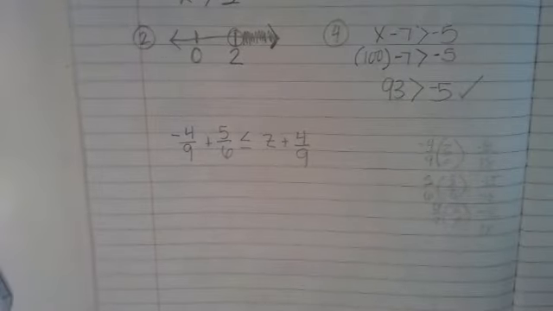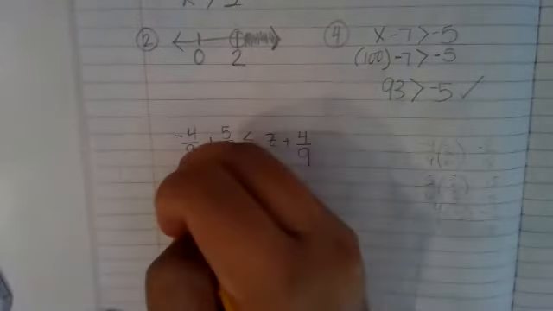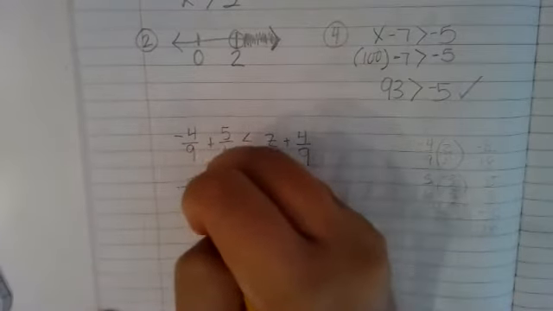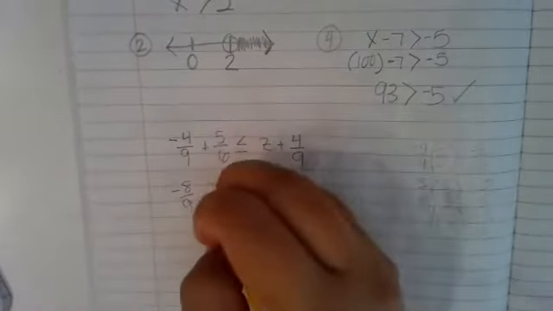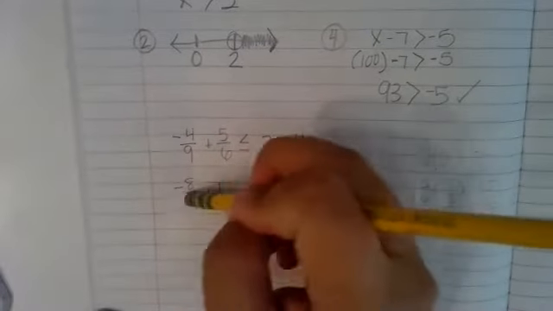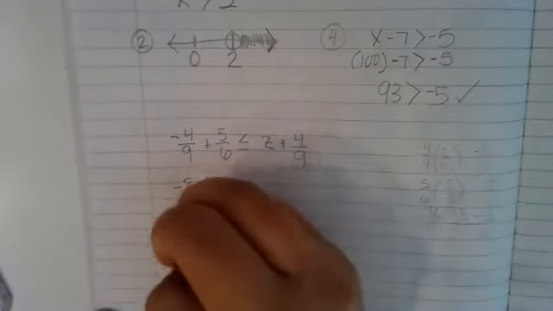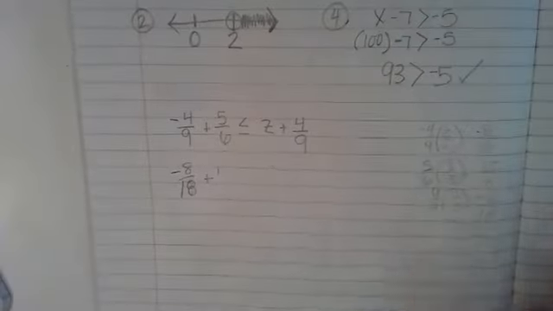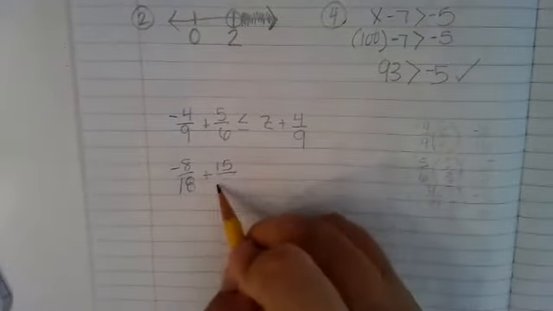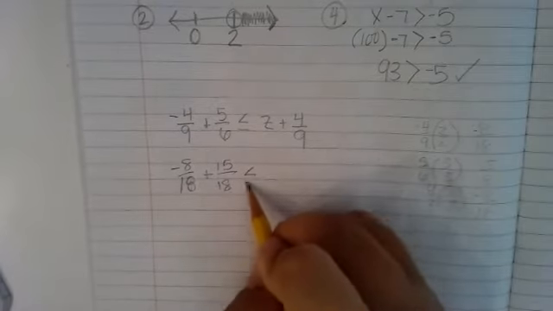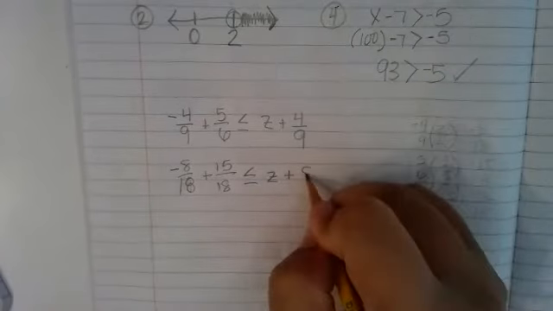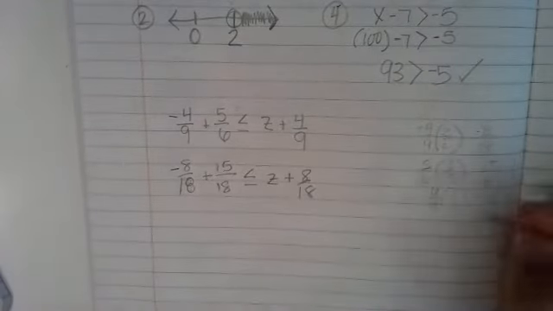8/18. So I'm going to rewrite this inequality, and that is -8/9 plus, I'm sorry, I don't know why I put 9. It should be 18. Okay, but -8/18 plus 15/18 is less than or equal to z plus 8/18.